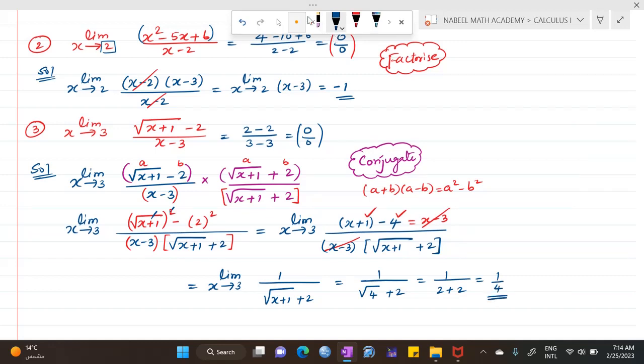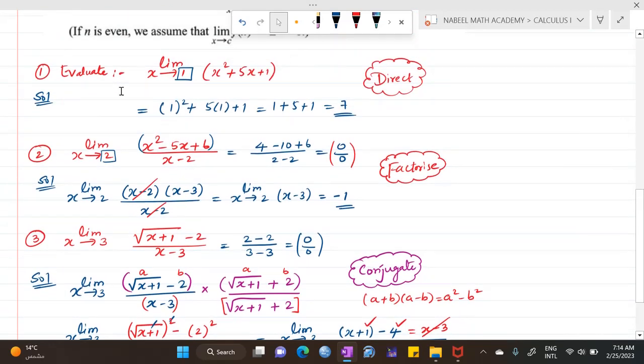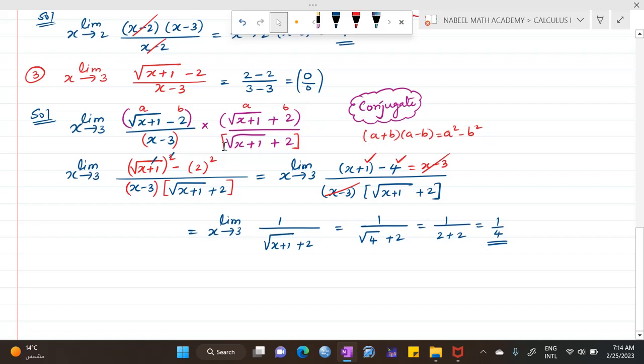So these are the 3 different types of problems in limits you have. The first one is direct. The second one, if you have 0 over 0 and the given function is a polynomial, factorize. And if the given function is a root, a radical, then I can multiply by the conjugate if you have an indeterminate form when you apply the limit. We will solve one more problem in the root, the radical. So let us go with the next problem.